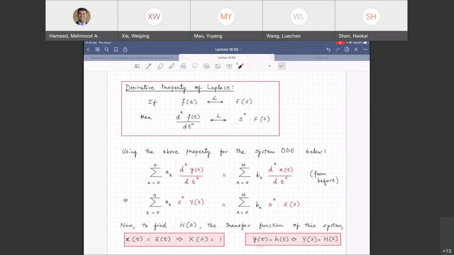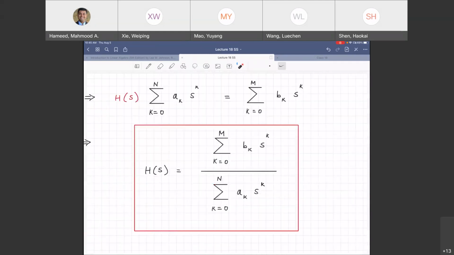y of t is going to be what? If the input is impulse, the output is going to be impulse response. What would y of s be? Well, we are using h of s to indicate that. The Laplace transform of h of t is h of s. So let's substitute that. x of s over here and y of s over here. What do you get? You get this.